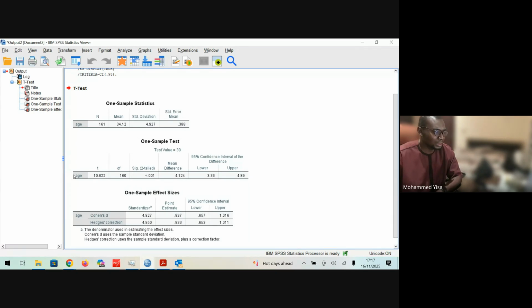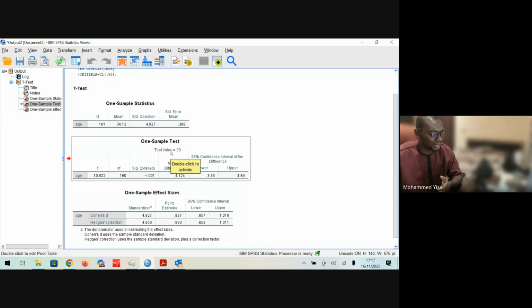in SPSS. Now, coming to the actual output of the one sample t-test, you can see that it is showing you at the very top here that your test value is 30. You are trying to test whether the age in this data set is significantly different from 30. And then the t statistic is 10.622. If you remember in class, they must have told you how to calculate the t statistic, but nobody calculates that by hand anymore.